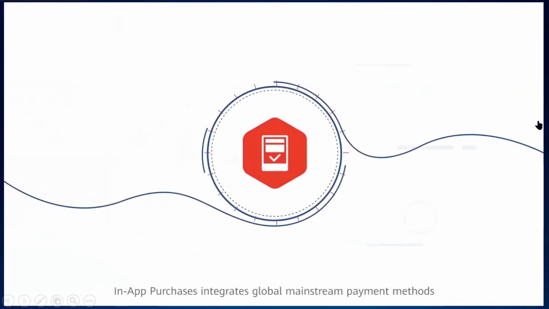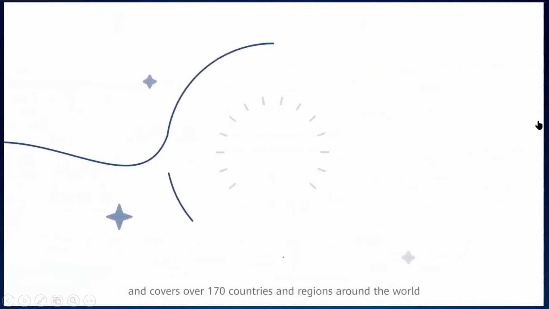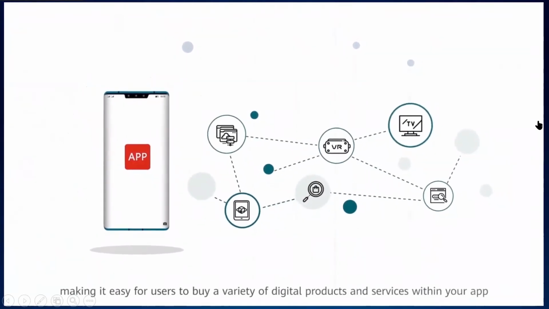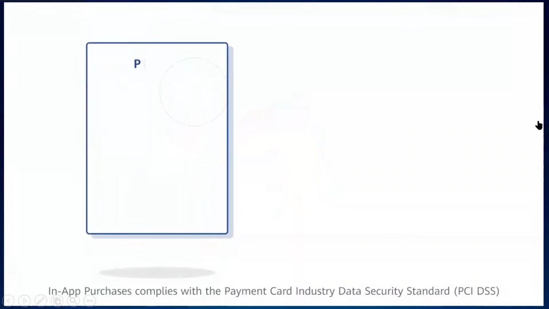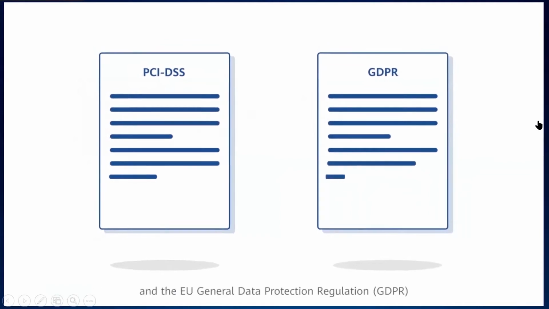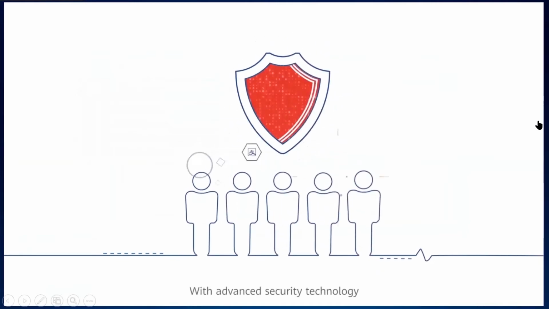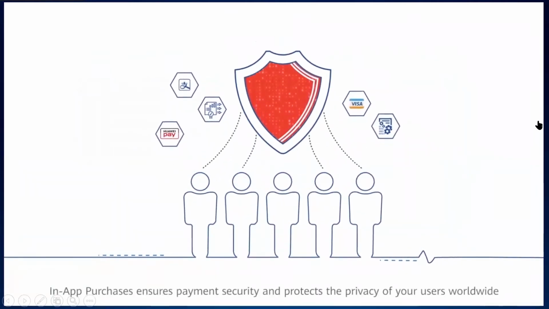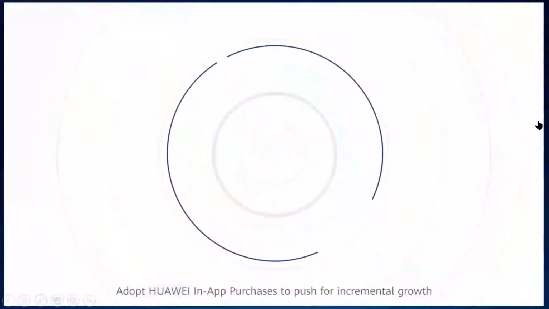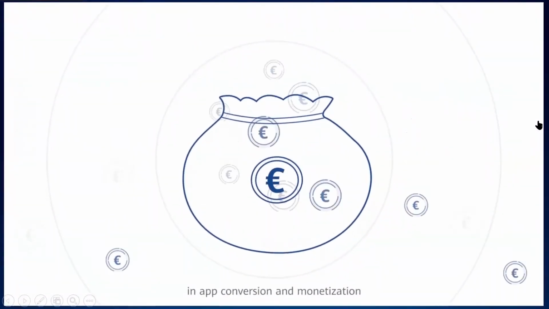In-app purchases integrates global mainstream payment methods and covers over 170 countries and regions around the world, making it easy for users to buy a variety of digital products and services within your app. In-app purchases complies with the Payment Card Industry Data Security Standard and the EU General Data Protection Regulation. With advanced security technology, in-app purchases ensures payment security and protects the privacy of your users worldwide. Adopt Huawei in-app purchases to push for incremental growth in-app conversion and monetization.